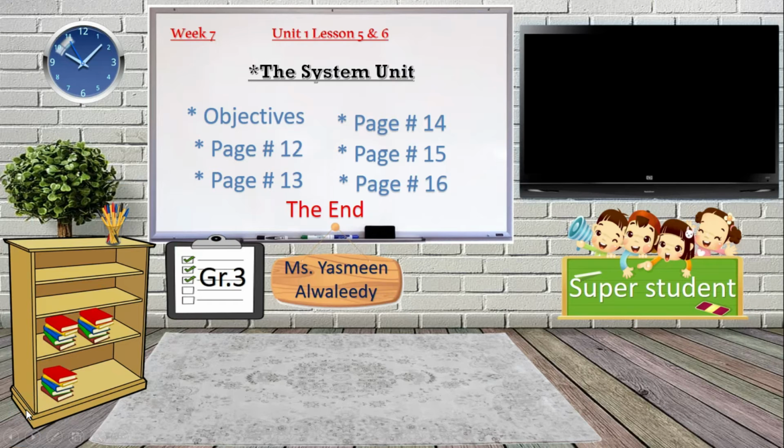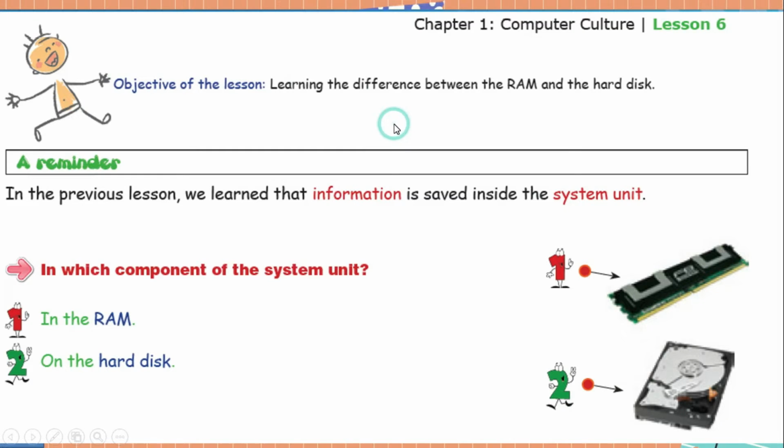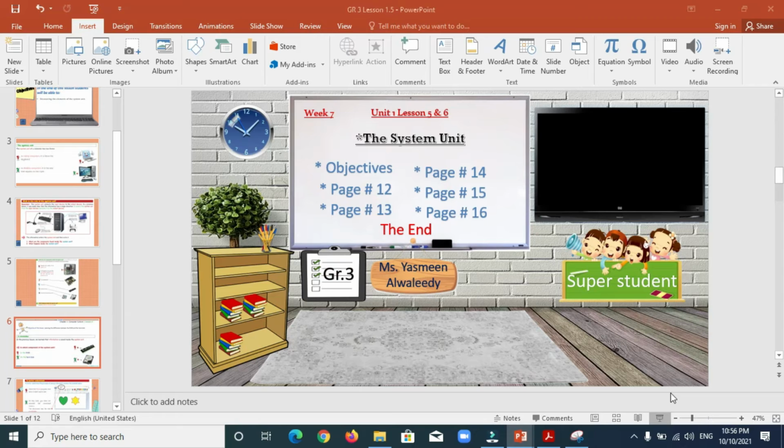Let's go now to page number 14. Look here. They ask in which component of the system unit we save our files, our documents, sounds, songs, everything. Where do we save it? On the RAM or on the hard disk or the hard drive? What do you think?